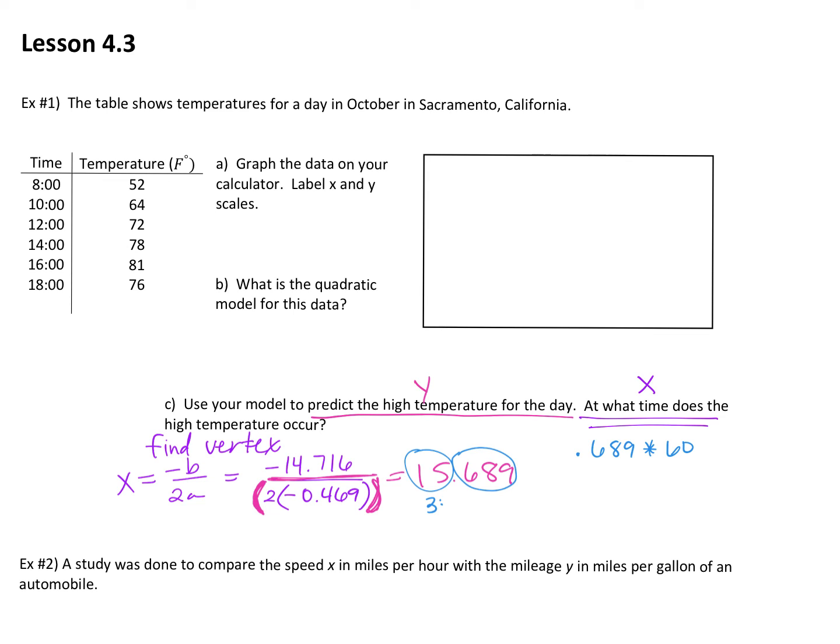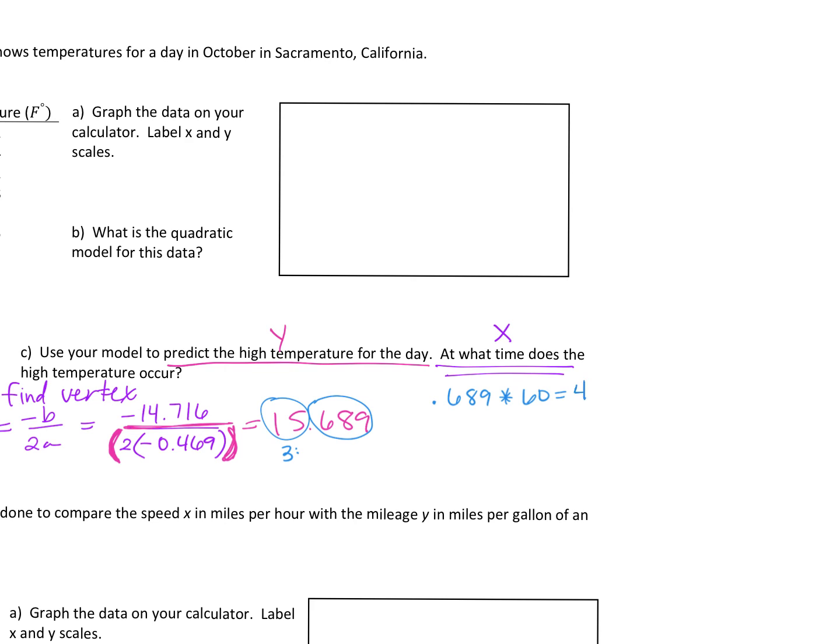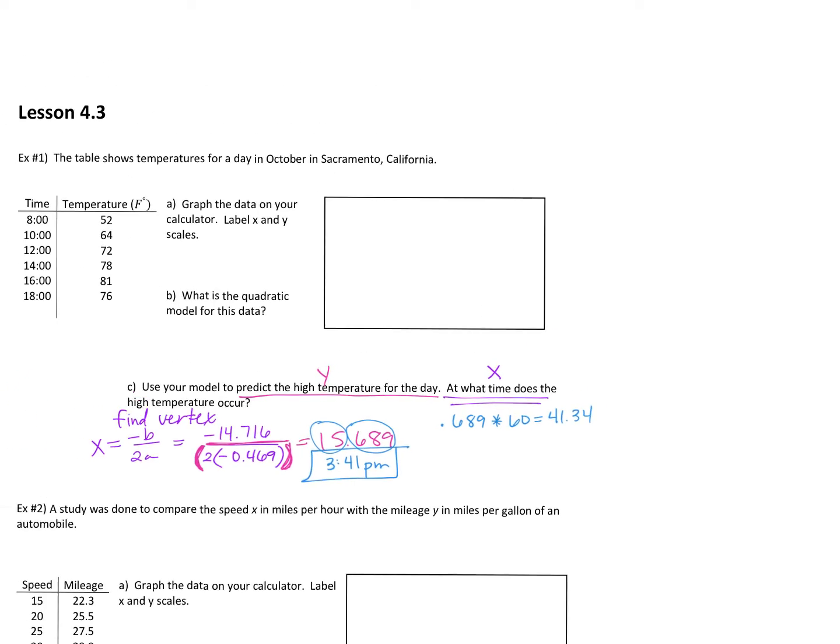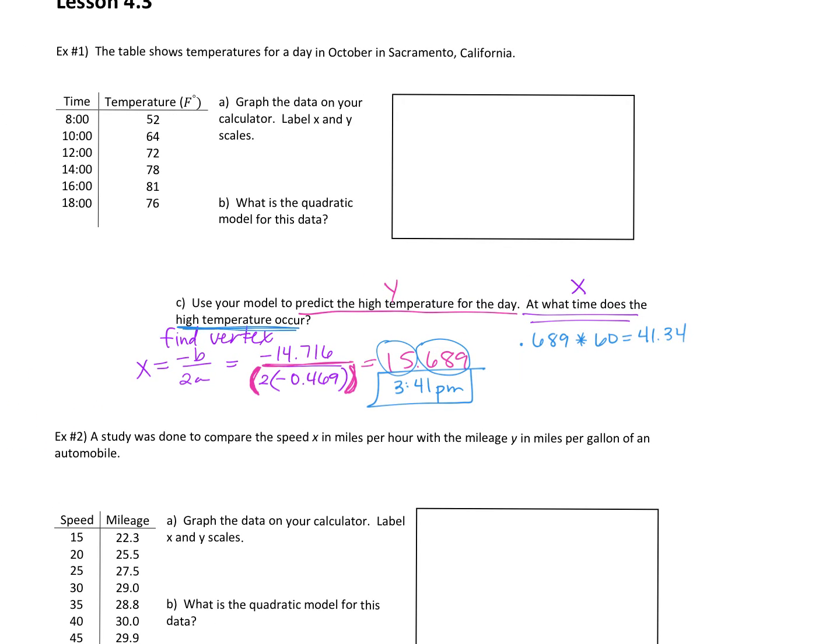So 0.689 times 60. This is the stuff I won't make you do later, I promise. Equals this. 41.34. Okay, so what we're saying is that 0.689 is about 41 minutes. So our time would be 3:41 p.m. Okay, so at what time does the high temperature occur? It occurs at about 3:41 p.m. Does that make sense? I know that's a little bit all over the place. I promise I won't do it to you on a quiz or a test, but it's just kind of fun to have to convert that.